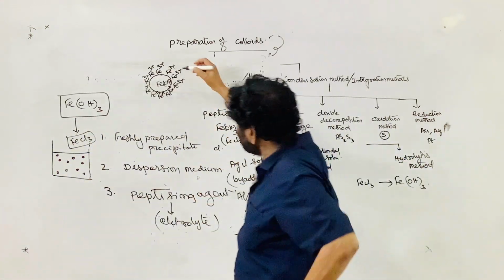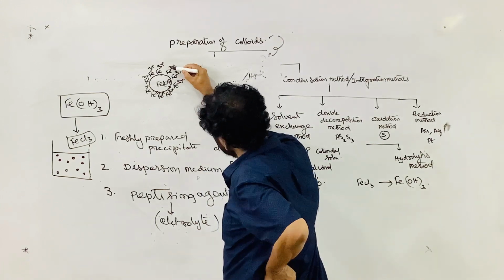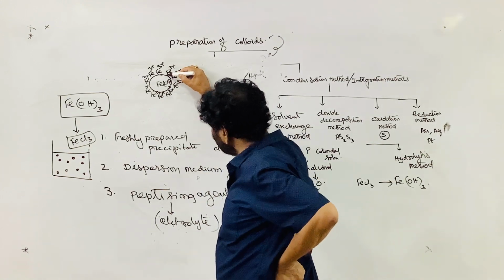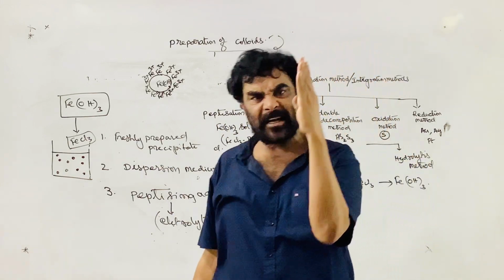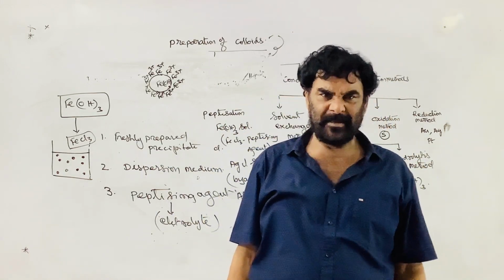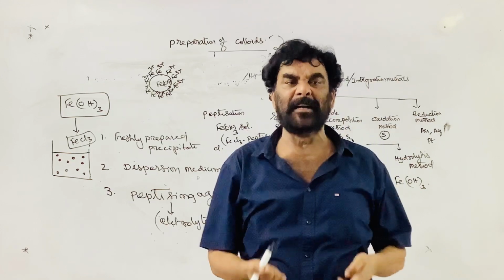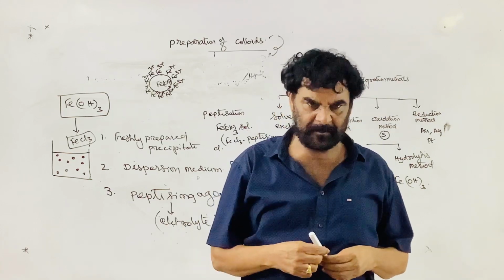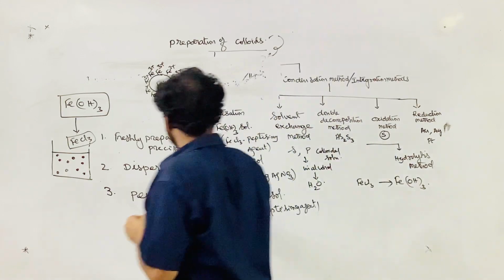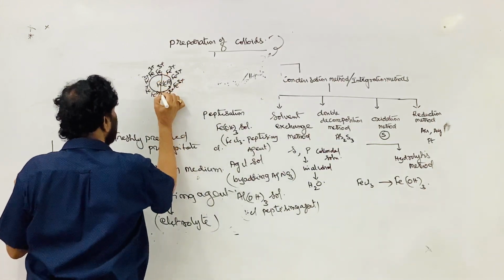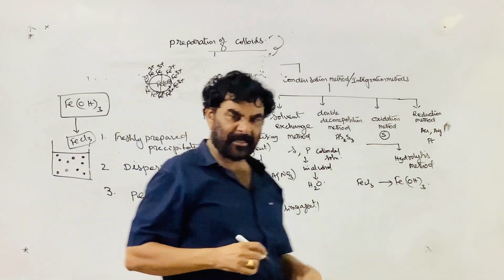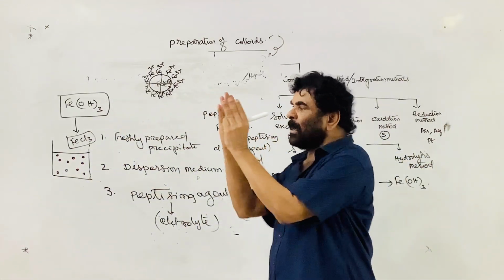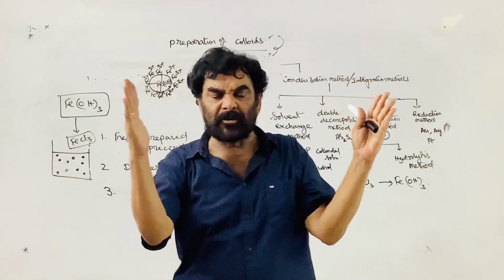See, during the adsorption, what happens? Attractions are established between this surface and this one. In that process, some energy is liberated. The surface gets stability because of the adsorption phenomenon. Therefore, it breaks into smaller particles. Because of this phenomenon, the liberated energy helps in breaking the bigger particle into smaller particles.